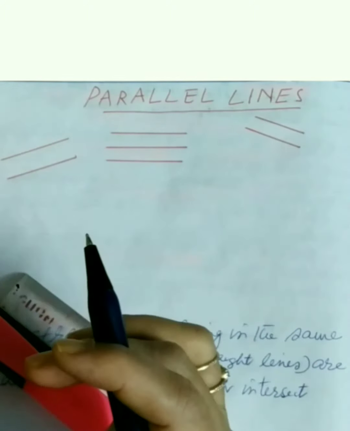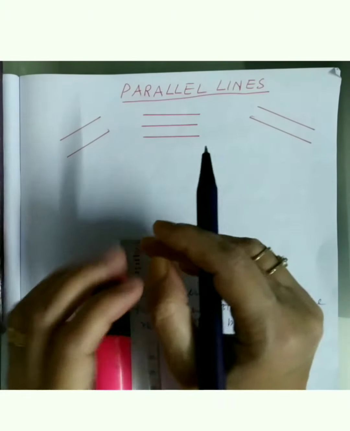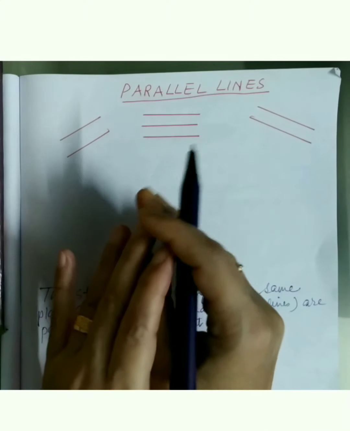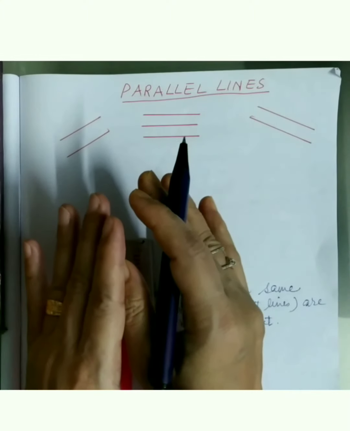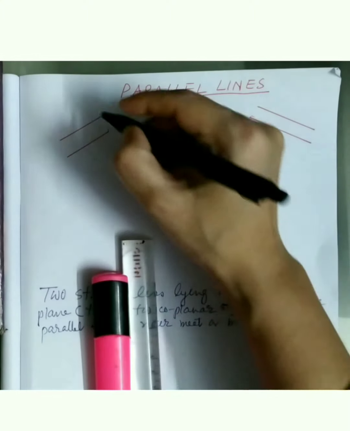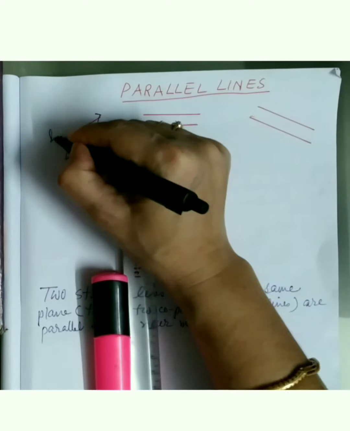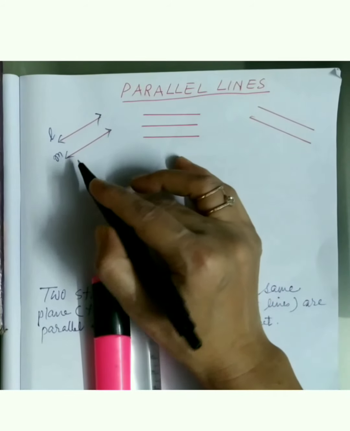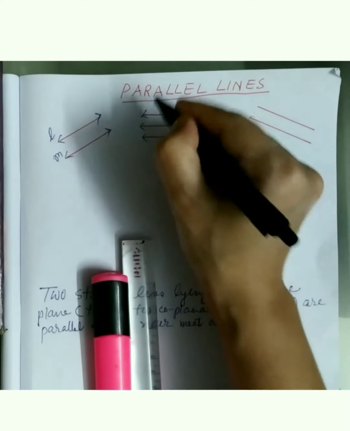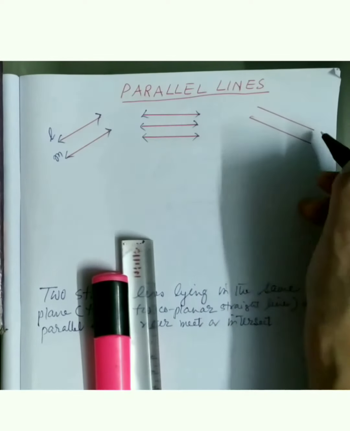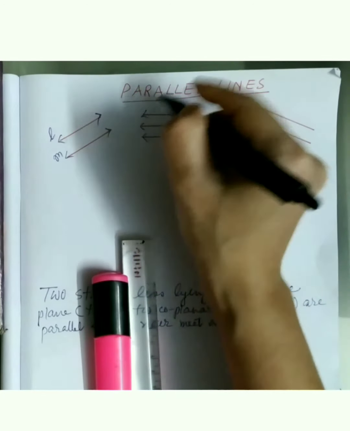What are parallel lines? We all know parallel lines are lines which never meet or never intersect. The lines which never meet are called parallel lines. Now I have drawn here some figures. You see these two, if we denote by L and M, are parallel lines. Again, this arrow means they are going up to infinity. Otherwise, if it is like this, we will say that this is a line segment. And this arrow means this is a line.